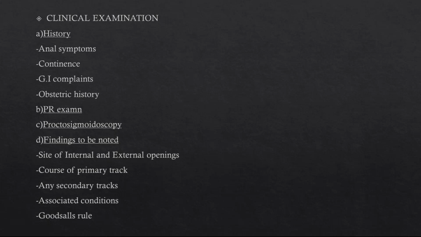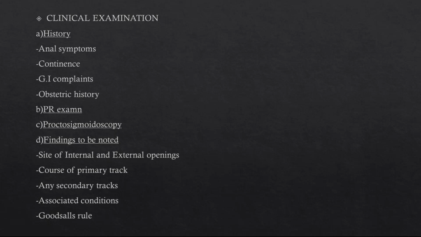Any gastrointestinal complaints, because Crohn's disease is associated with fistula in ano. So you should ask about gastrointestinal complaints. And obstetric history. Is there any previous history of forceps delivery? Forceps delivery also causes some injury to the rectum, and it may cause suprasphincteric fistula. So you should ask how the delivery was. Is it a normal vaginal delivery, or was it assisted with forceps? It may cause some injury to the rectum and later cause fistula.